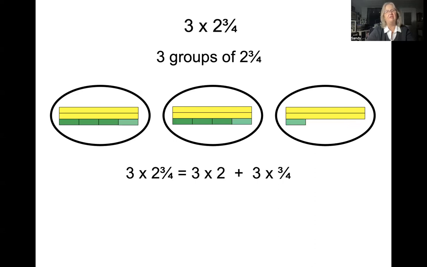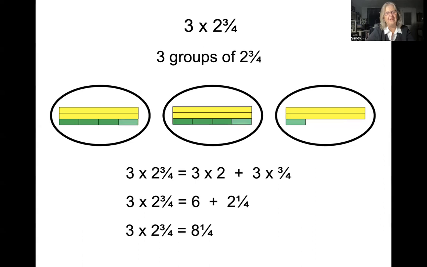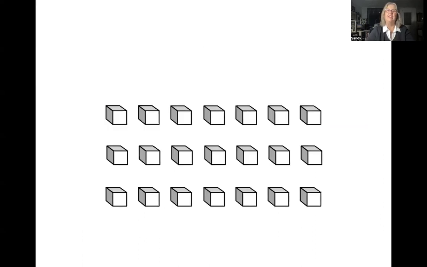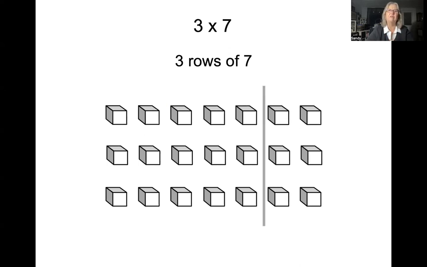So what do I have? I have 3 2s put together with 3 3/4. What do I have? I have 6 put together with 2 1/4. Okay, 8 1/4. Now, here's your array model. I can do the same thing. I can think of these 3 rows of 7 for 3 times 7 and cut them, slice them. So I have 3 5s put together with 3 2s.